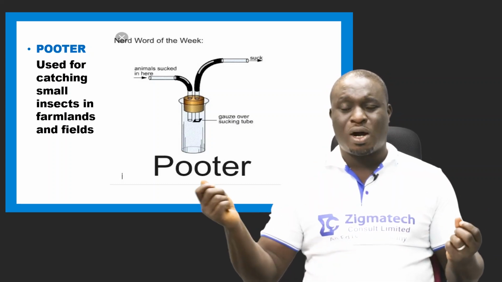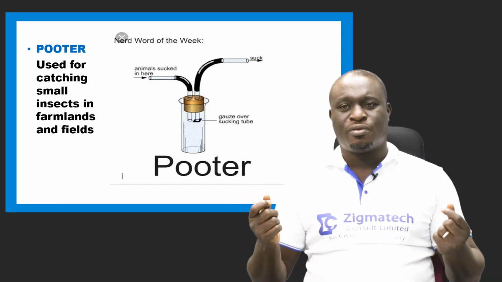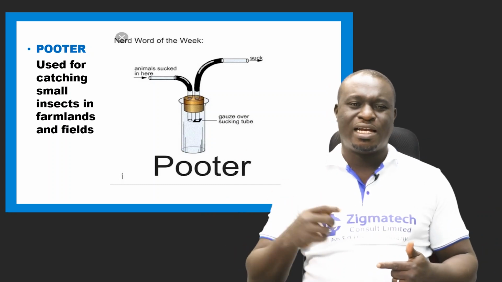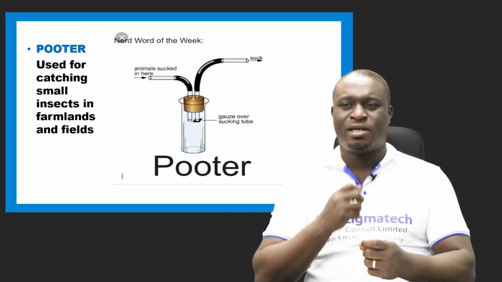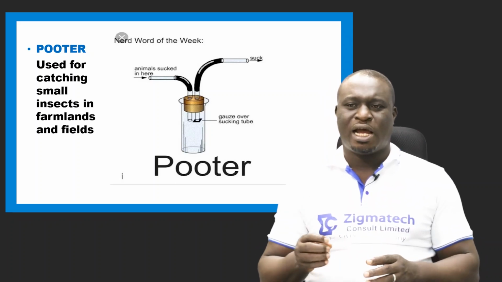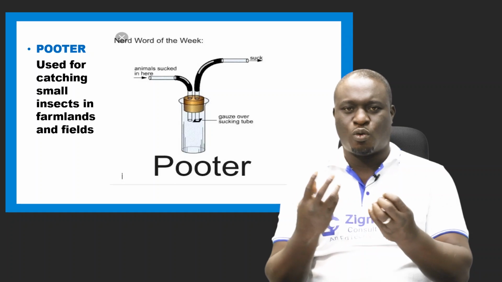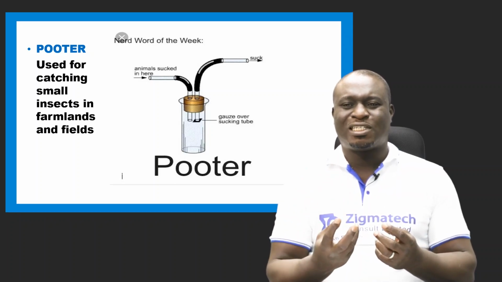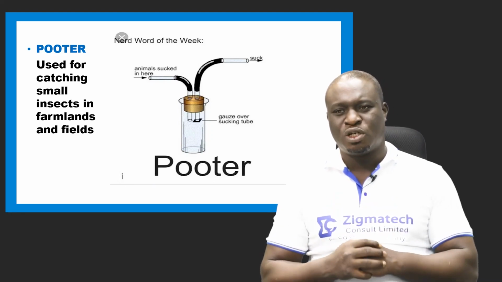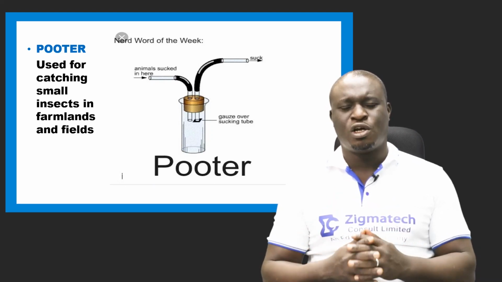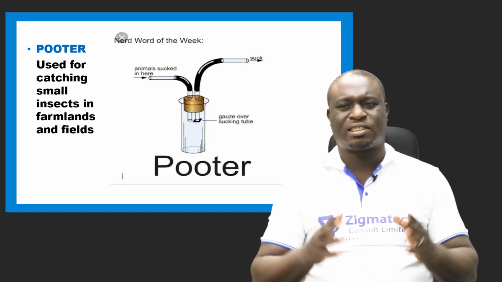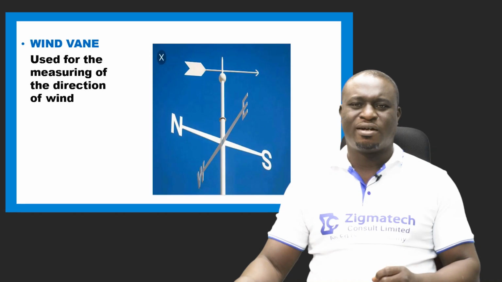You can see that you have two ends. One of the ends is where the animal is sucked in, and the other end is where you suck, so as to get the animal trapped in the container. You can also see a wire gauze, helping to filter dirt from entering into your mouth while you are sucking the potter. So it is used for catching small insects like little spiders and other insects in farmlands and fields.